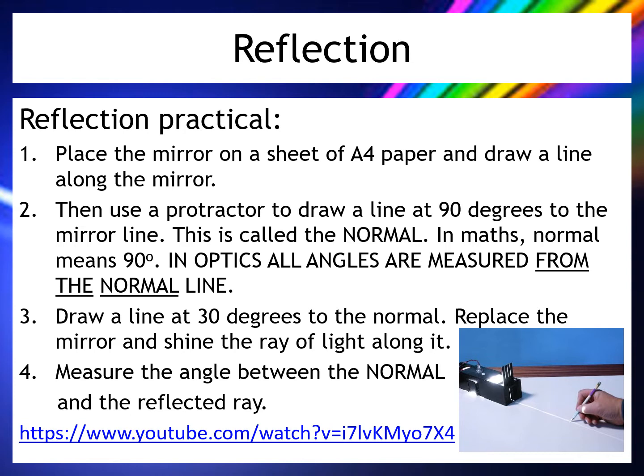We then draw a line at 30 degrees to the normal. 30 degrees is an example, we could choose any angle. We replace the mirror and shine the ray of light along it using the ray box as seen on the right. We then measure the angle between the normal and the reflected ray and compare the angle of incidence, the incoming ray, against the angle of reflection. Now, I'd really recommend having a look at the YouTube clip shown on the video here, because it shows in detail how to carry out this practical.